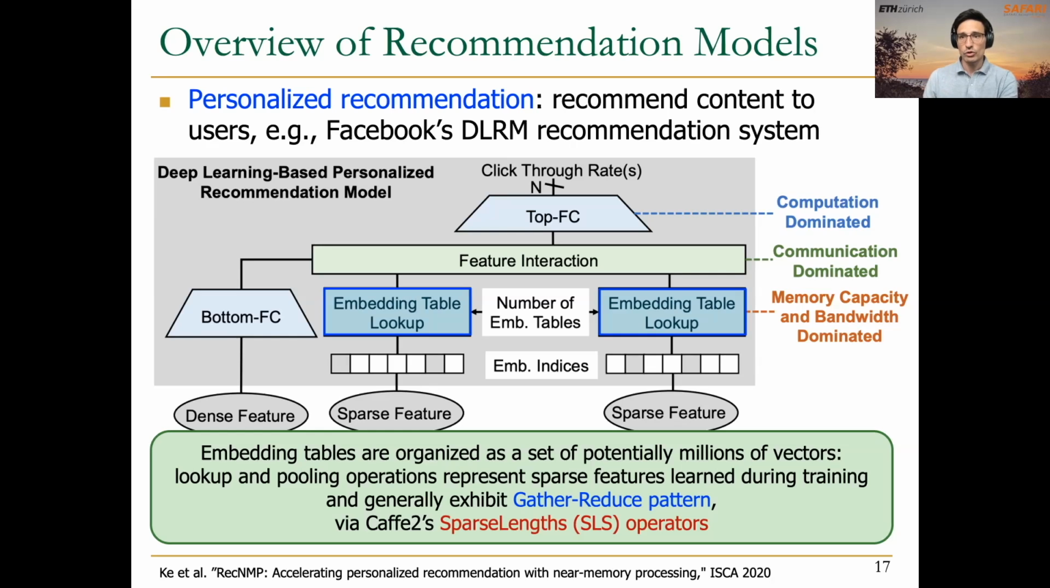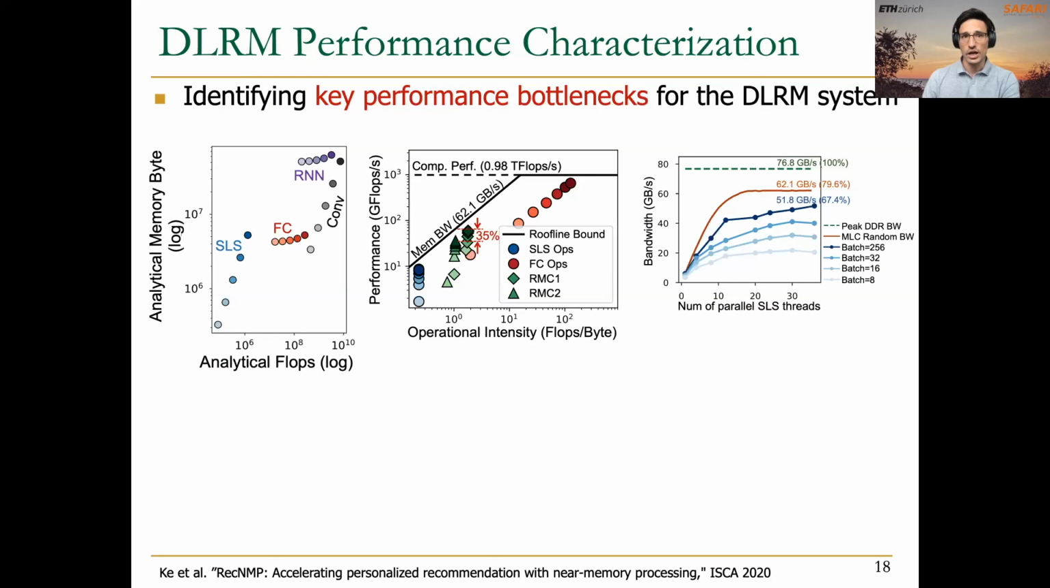In the Caffe2 framework, for example, the operators that perform these gather-reduce operations are called sparse length sum, or SLS. And these are the operators that we are going to focus on today. But let's first characterize this DLRM recommendation system in order to identify the key performance bottlenecks in the different parts of this recommendation system.